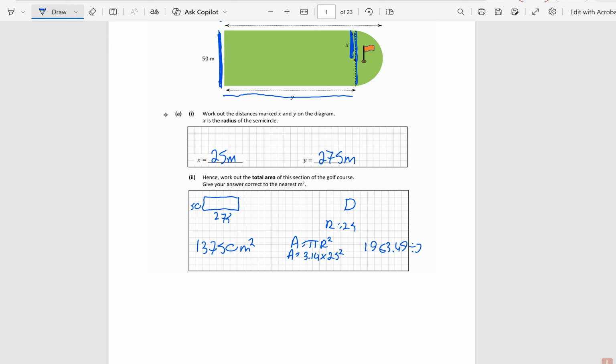And we will get 981.7. There's the semicircle. There's the rectangle. We add them together, we get 1472. Alright, they said the nearest square meter, so no decimals. It's 1472 meters squared. Alright.